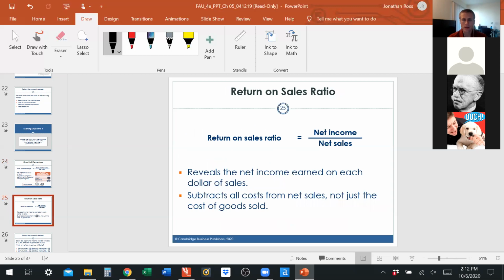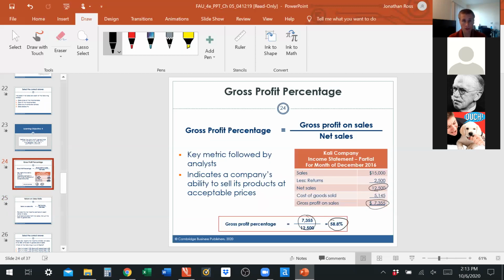And then we have our return on sales ratio, which I believe we already taught you. It's just net income divided by net sales. So the return on sales ratio will be smaller than the gross profit percentage, because after gross profit, we subtract some other expenses, right? We subtract the operating expenses and any other things and income tax. And that gets us our net income. So our net income is always going to be smaller than our gross profit. So when we take net income divided by the same denominator, net sales, we're going to get a smaller ratio than if we take gross profit divided by net sales.